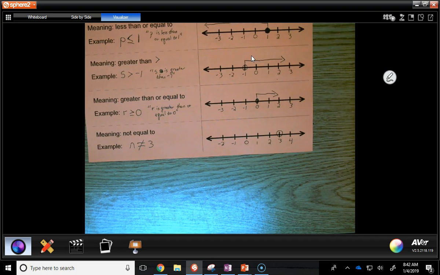Take about 30 seconds. Try and figure it out. Talk to your neighbor. See if you guys can come up with an answer.